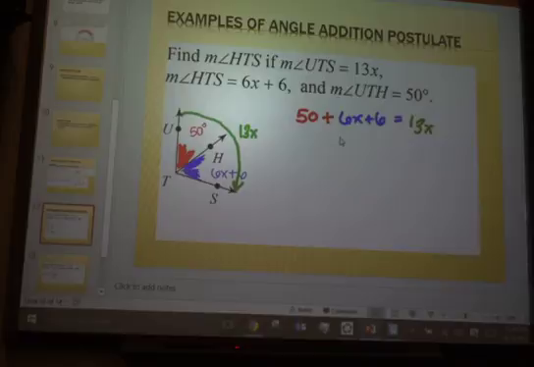Yeah, when we get down to what's going to become 50, we get 56 is equal to what, 7x? Yep. So x becomes 8. We're going to plug that in. 6 times 8 is 48, plus 6 is 54 degrees.